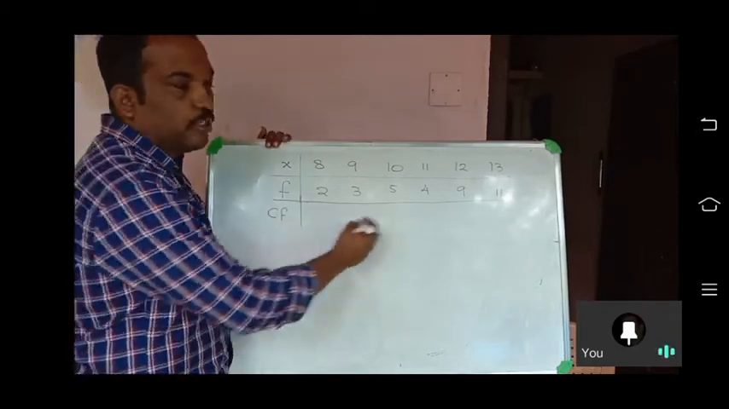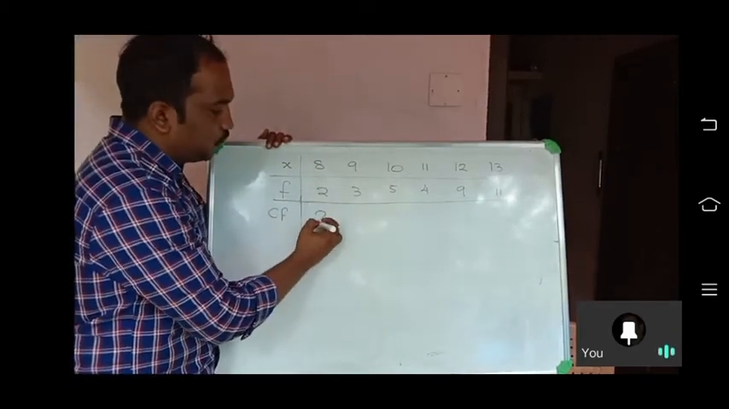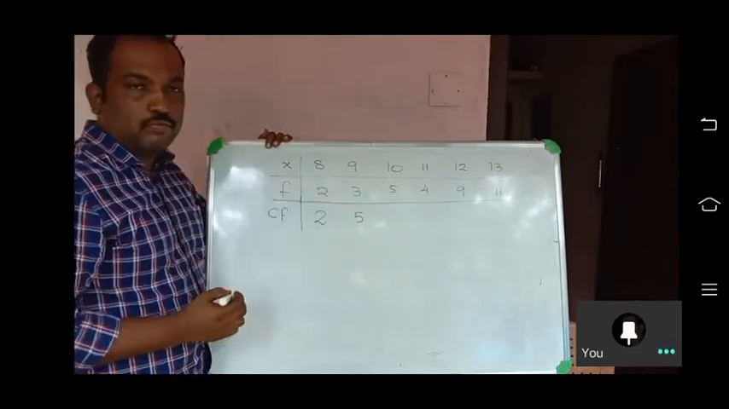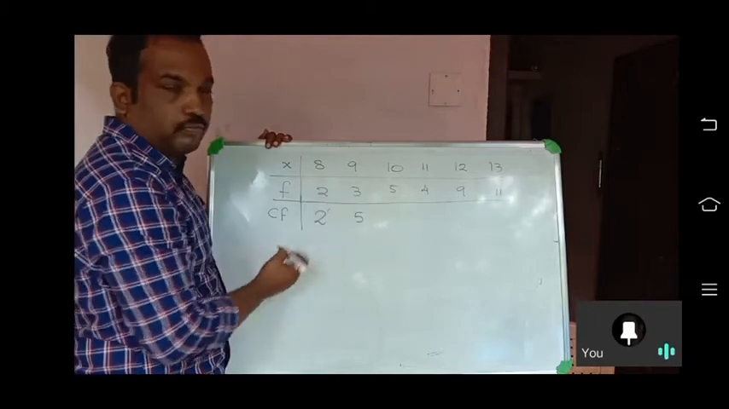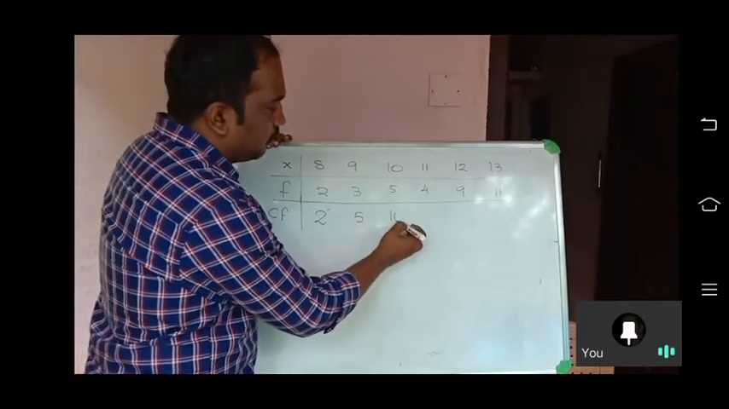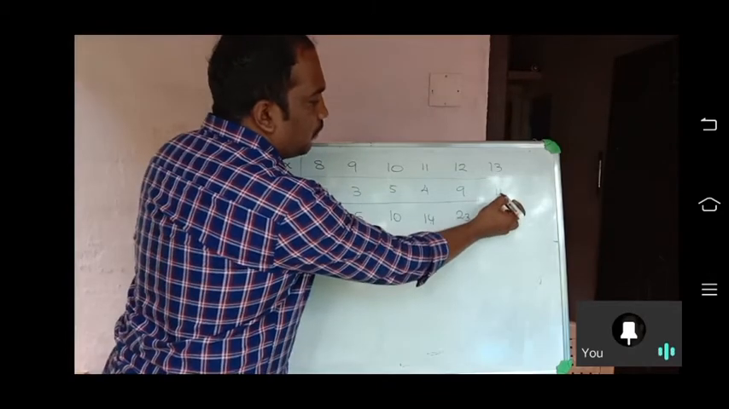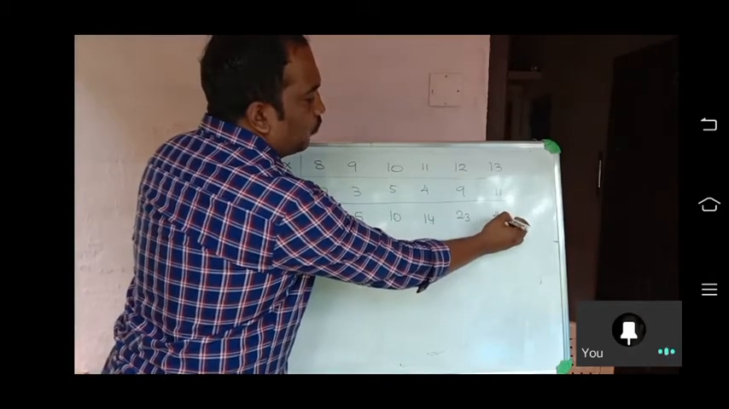When you find the cumulative frequency for this table, the first one is 2, it becomes 5, 2 plus 3, 5. 5 plus 5, 10, 10 plus 4, 14, 14 plus 9, 23, 23 plus 11, 34.